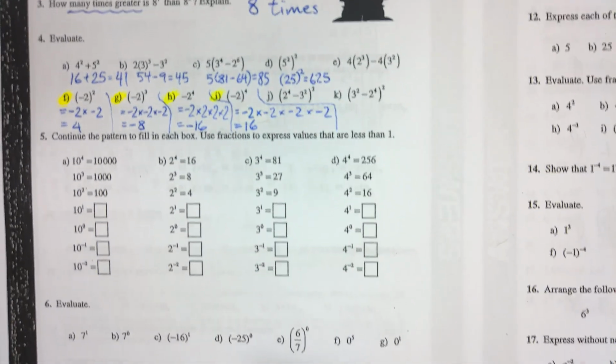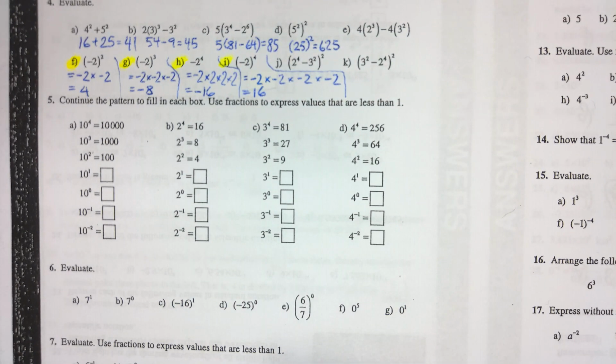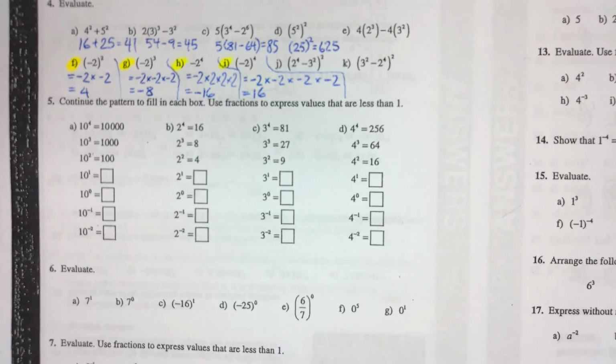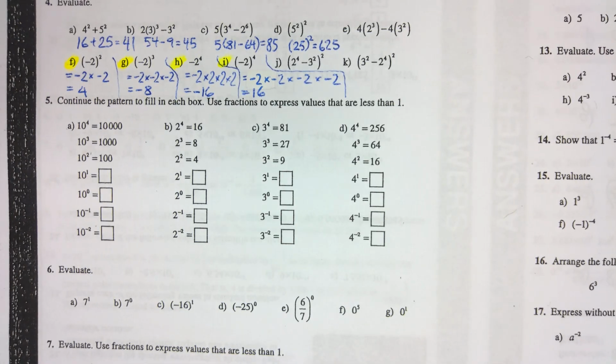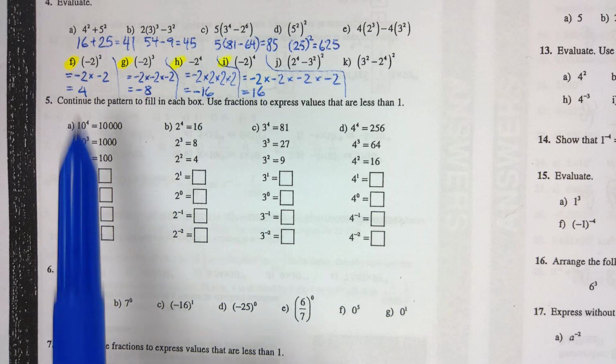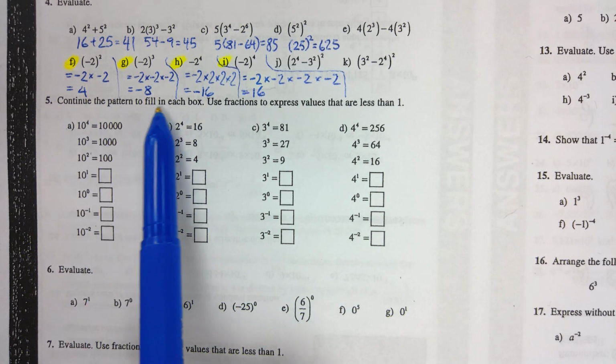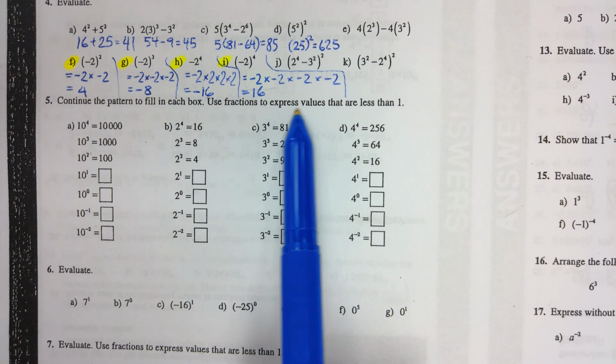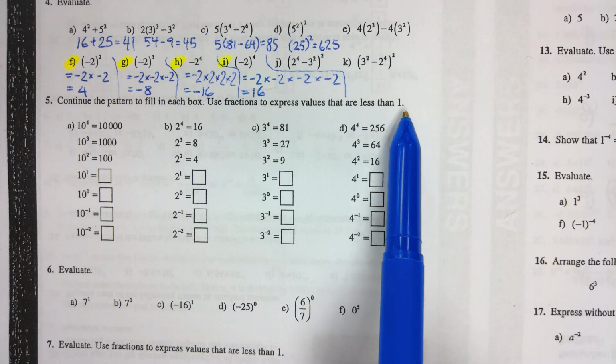Okay. So now that we understand more about exponents, we can get into scientific notation. Actually, not yet. Man, I keep jumping ahead of myself today. Okay, continue the pattern to fill each box. Use fractions to express values that are less than 1.